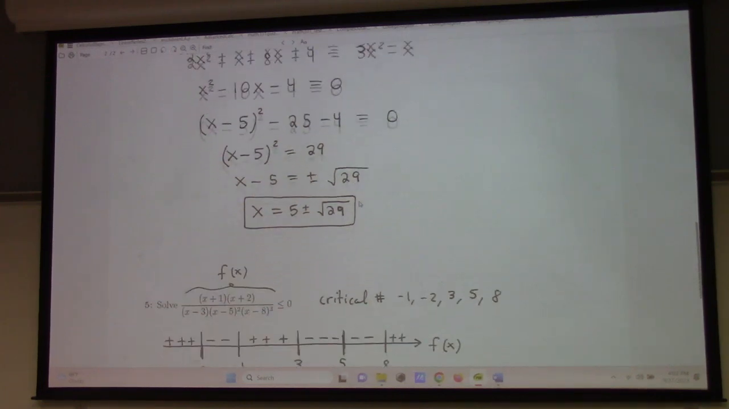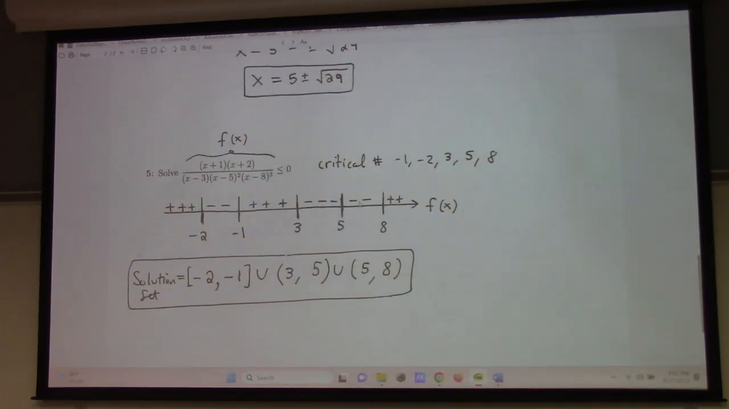And then the last problem. Last but not least, we have a number line inequality type problem. You look at it, your critical numbers are minus 2, minus 1, 3, 5, and 8. I put them in order here. I probably put in a big number, like 10. You can see it's positive if you do that. And so it starts me out with plus, and then I use the sign flip theorem.